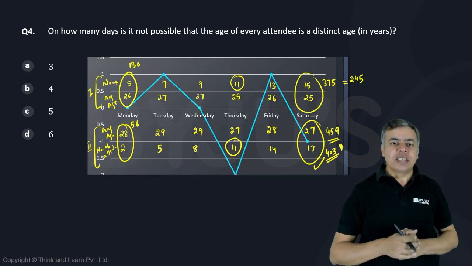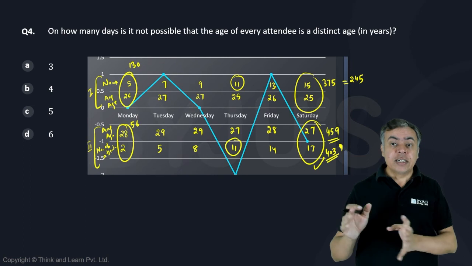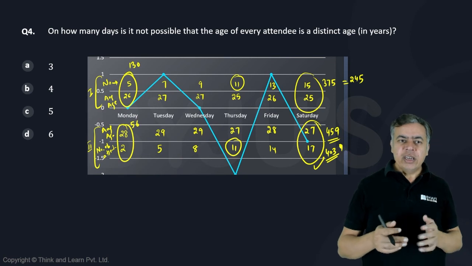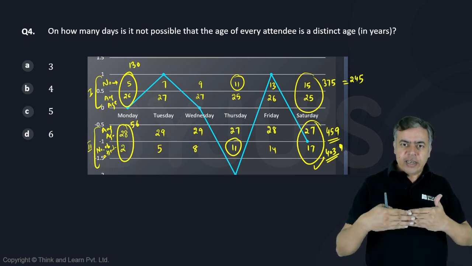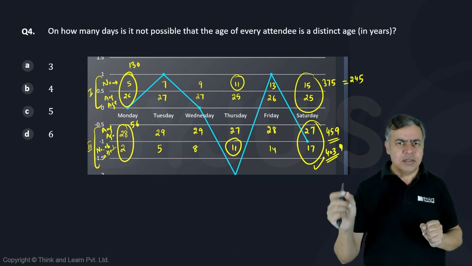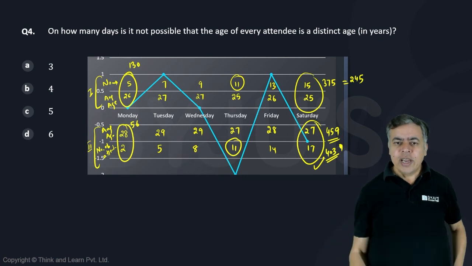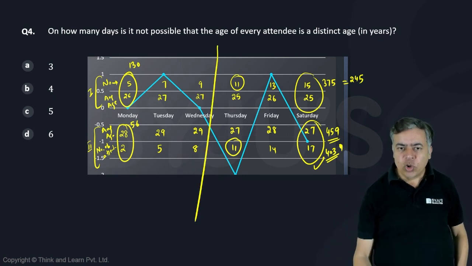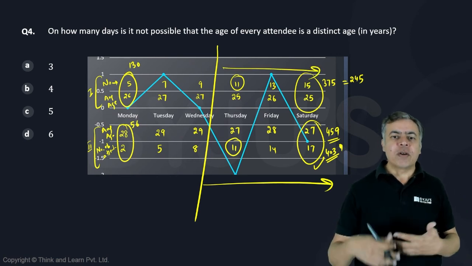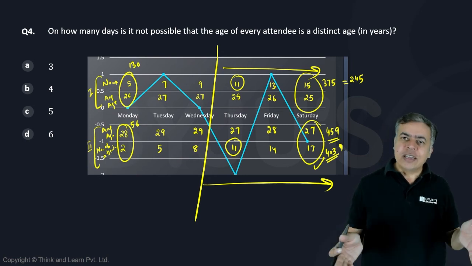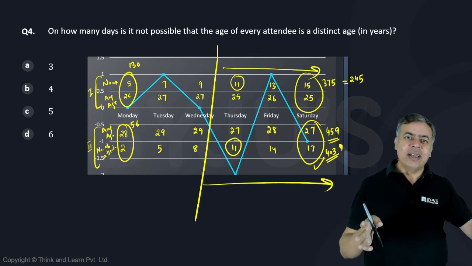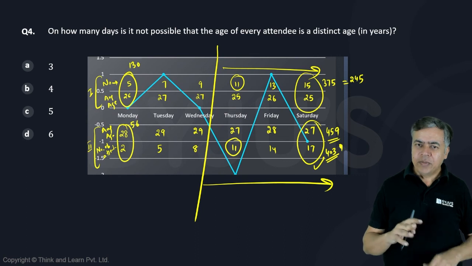Right, on how many days is it possible that the age of every attendee is a distinct age in a year? Okay, see, a distinct age, because they are all in their 20s, can be a maximum of 10 distinct integers, 20 to 29. So whenever the number of attendees is more than 10, as on Thursday, Friday, Saturday, you take any case, they cannot have distinct integer ages. Why? Because they are all in their 20s, so 20 to 29, distinct can be only 10. Okay, this is one thing.